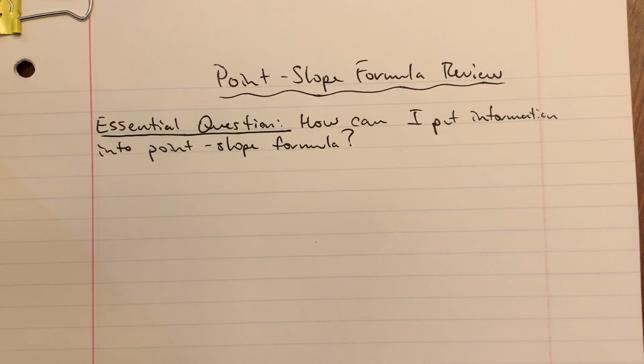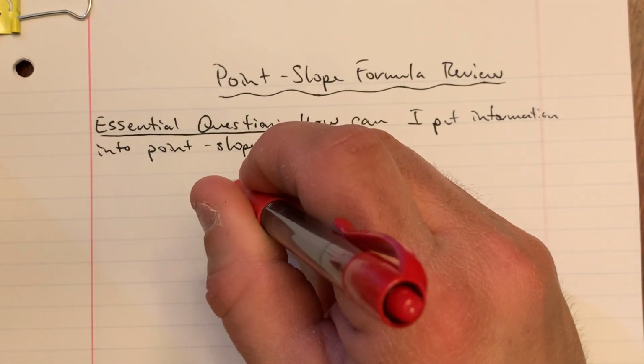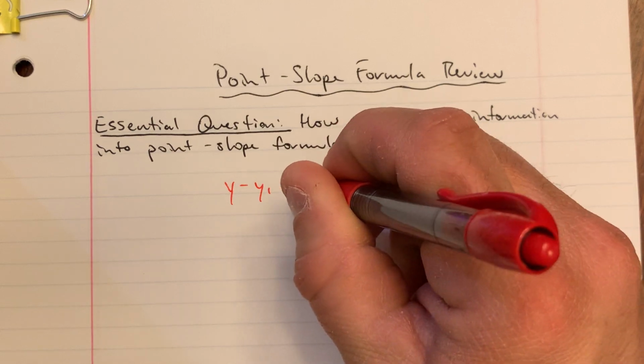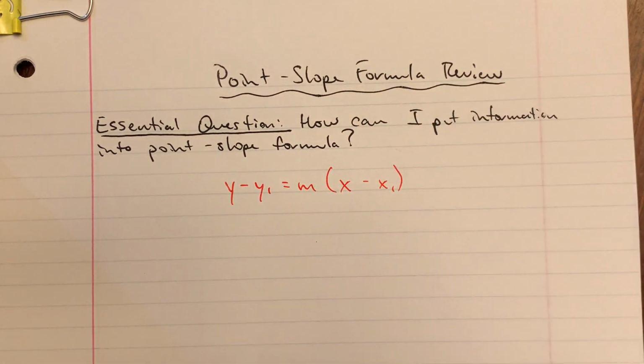All right, folks, today we are going to review the idea of point-slope formula. And our essential question is, how can I put information into point-slope formula? Point-slope formula, as a reminder from what we saw earlier this year, is y minus y1 equals m parentheses x minus x1.